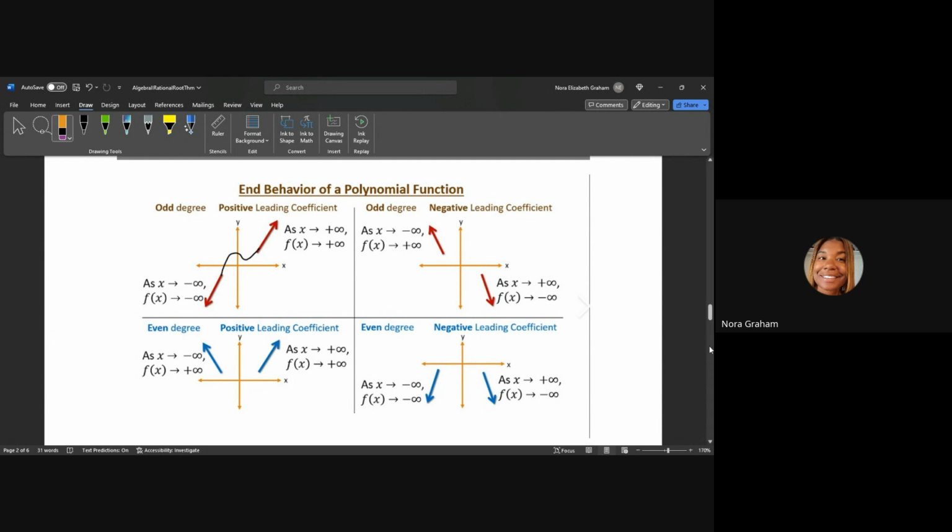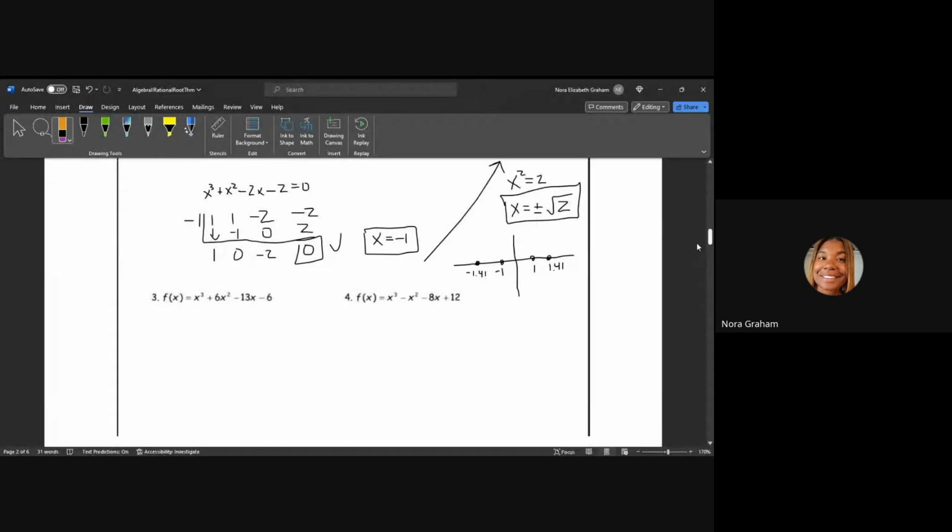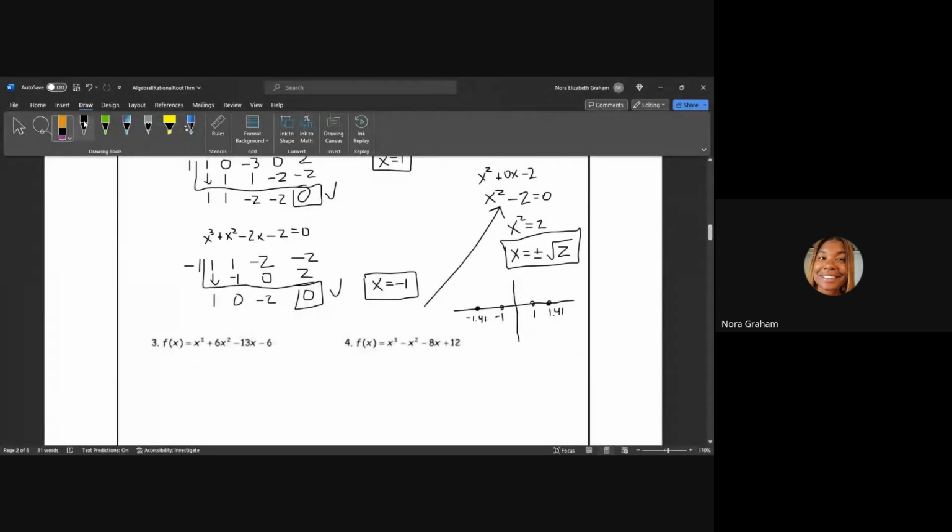So if I go back up here, I know my end behaviors. I like to just draw my end behaviors first. They're going to be pointing up like that. And so it means the graph is going to go something like this. Okay, and see it hits all of our roots. So the graph will look something like that.